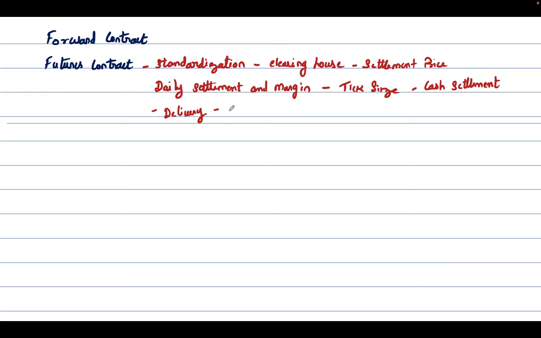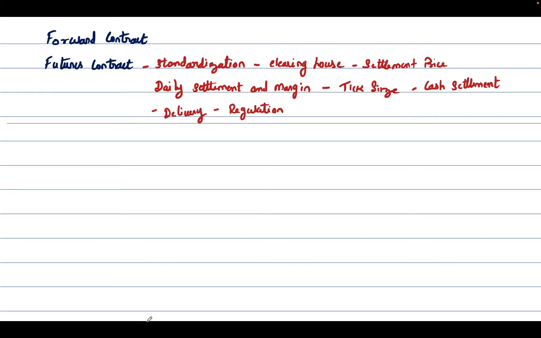The last feature of futures contract is regulation. So the main difference between the futures and forward contract is that futures contracts are regulated through an exchange, but forward contracts are self-regulated by the counterparties themselves.